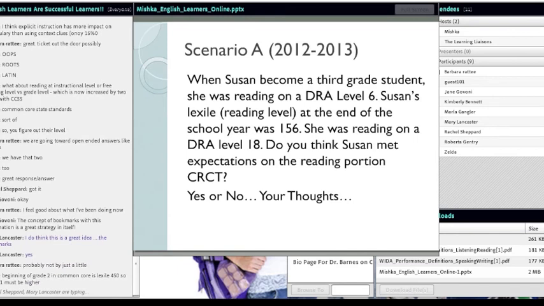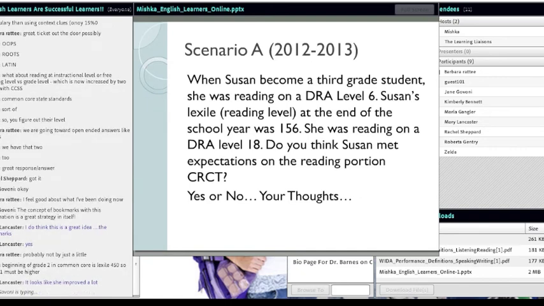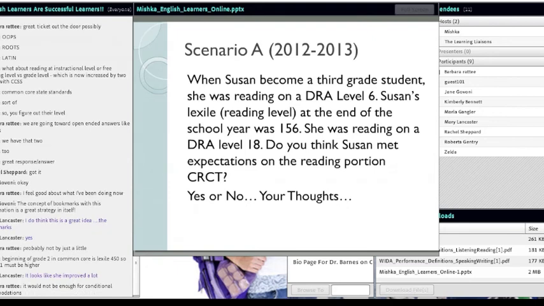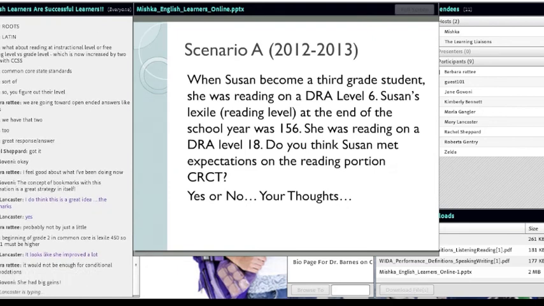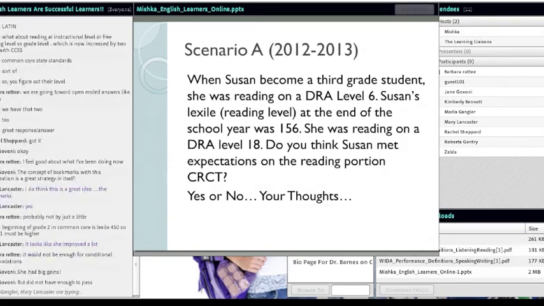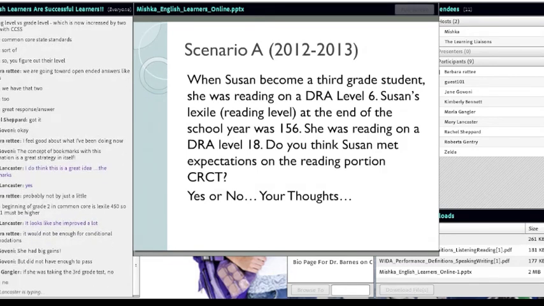Probably not by just a, okay. Beginning of second grade and Common Core, okay. Yes, for first grade or higher, very good. Okay, it looks like she improved a lot, but do you think she passed? It would not be enough. Okay, I see. She had great gains, but did she pass that standardized test? That's what I'm thinking. Do you think she passed? Okay, you don't think she had enough to pass.